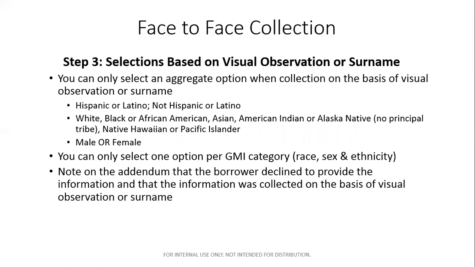You can only select one option per government monitoring category for the race, sex, and ethnicity. Again, this is based on visual observation or surname, only one option. Note in the addendum that the borrower declined to provide the information and that the information was collected on the basis of visual observation or surname. So if you're taking it on a wet doc, then you would literally write it on the paper saying that they declined.